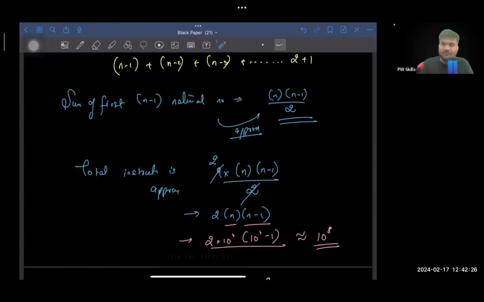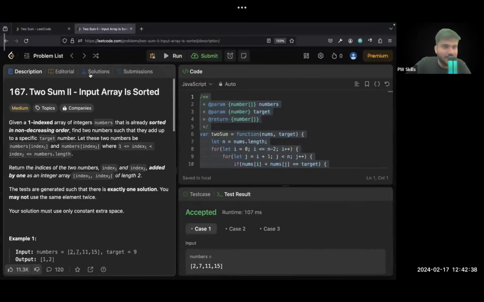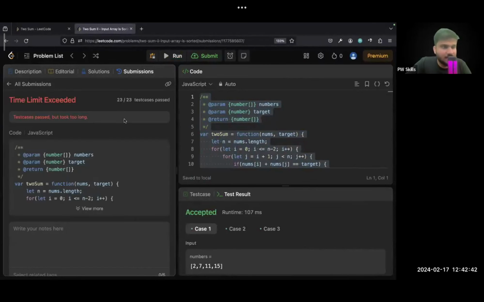But we were having only 1 second. In 1 second, you can only do approximately 10 raised to the power 8 instructions. But now you are doing approximately 10 raised to the power 9 instructions. That's why you are getting a time limit exceeded. So it's the same question, but you are going to get a time limit exceeded, right?